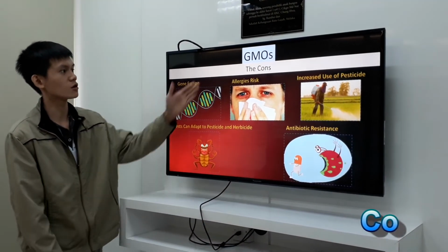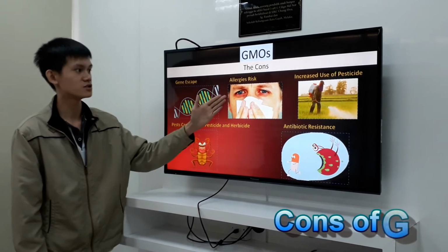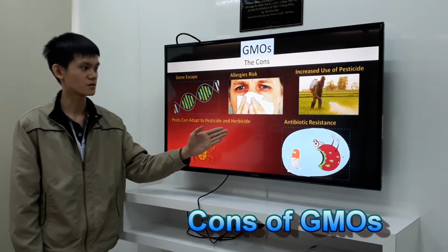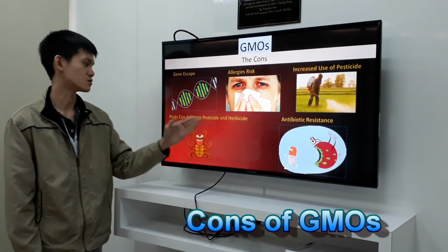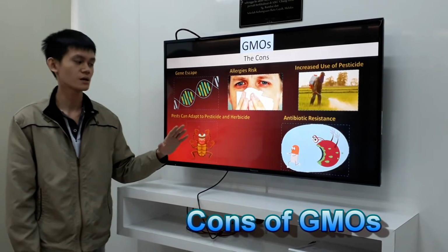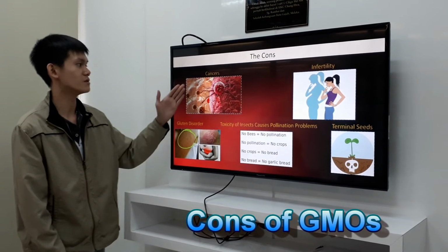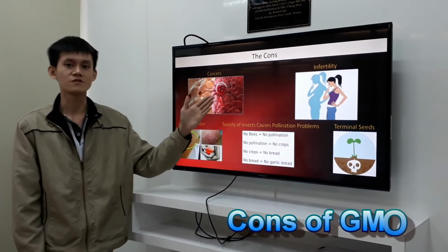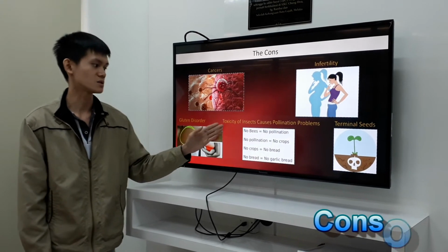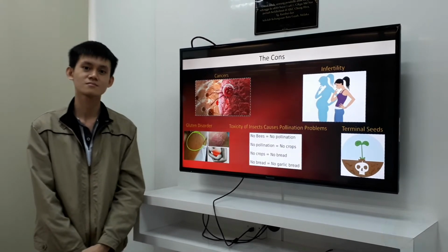Next is the cons of GMO. It includes gene escape, allergy risks, increased use of pesticides, antibiotic-resistant bacteria, and also this can lead to pests adapting to the pesticide and herbicide. Next, it also can lead to cancers, infertility, gluten disorder, pregnancy problems, and toxicity to insects, and this can cause pollination problems.